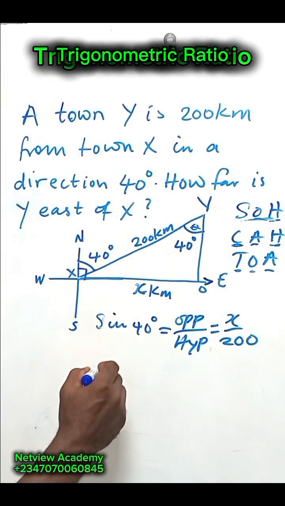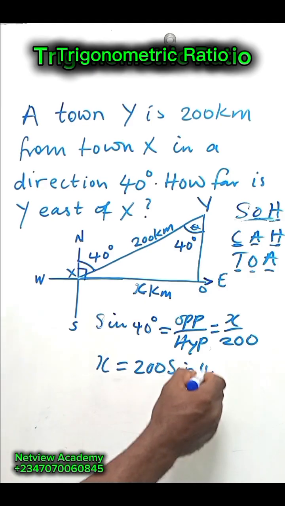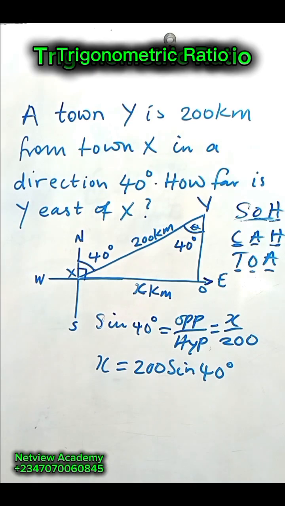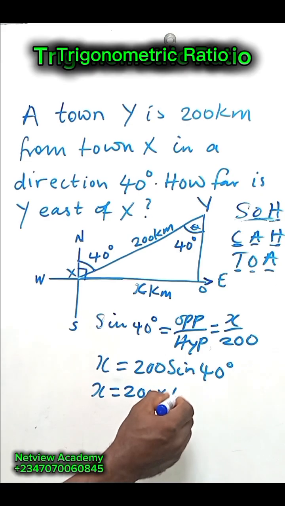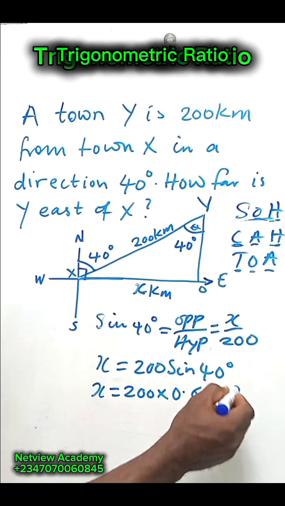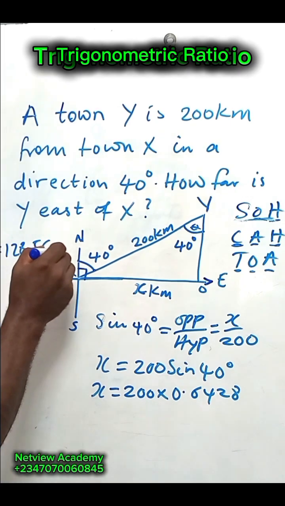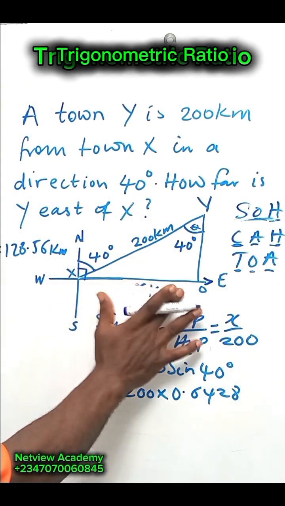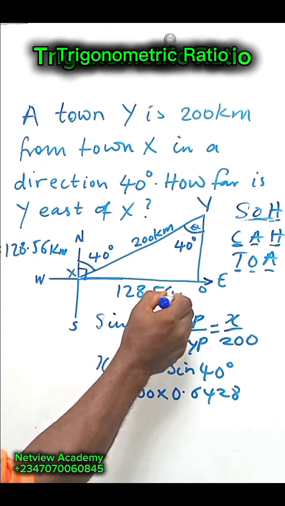Now this is the same thing as x is equal to 200 multiplied by sine 40 degrees. The value of sine 40 degrees is 0.6428. Therefore, x is equal to 200 multiplied by 0.6428. Therefore, the value of x is equal to 128.56 kilometers. Therefore, this distance here is 128.56 kilometers.